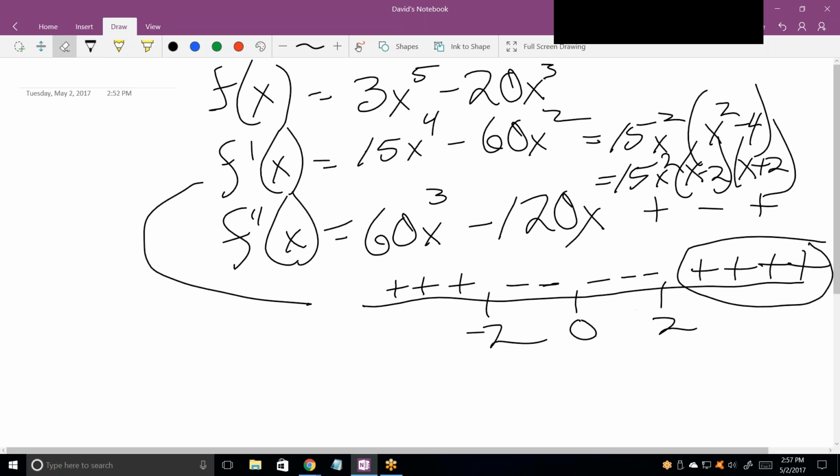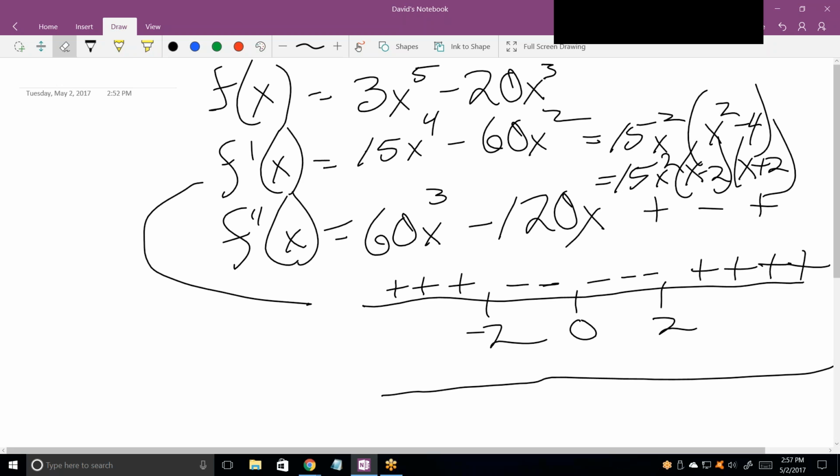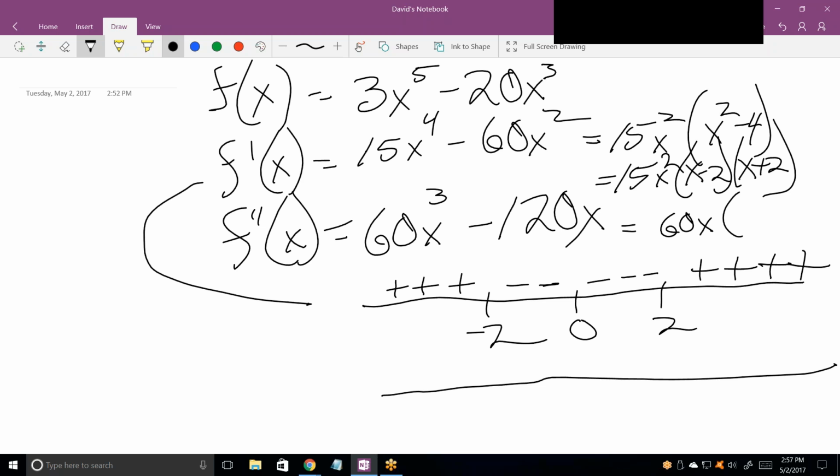So then when it says a relative max and min, do I use the line chart of the second derivative? Yes. So factor the second derivative. I can take a 60x out, which would just leave me with an x squared minus 2. So 60x times x minus square root of 2 times x plus square root of 2.